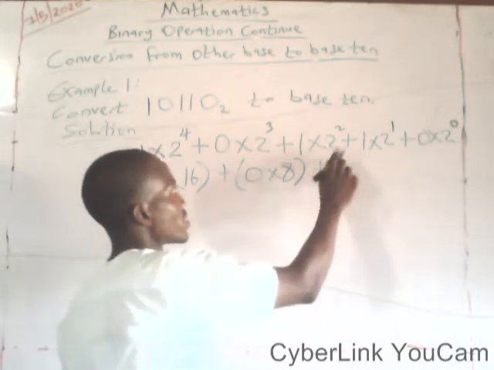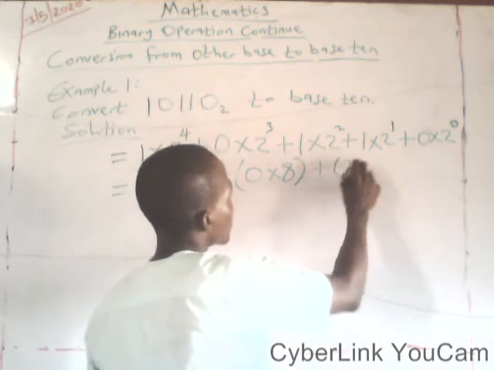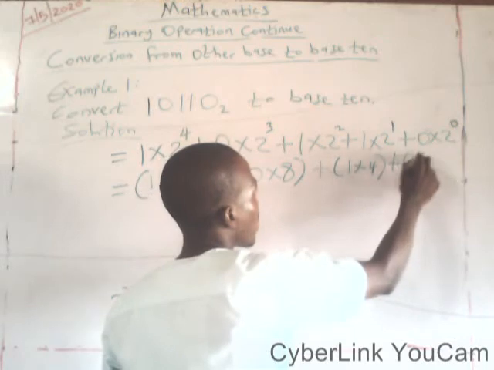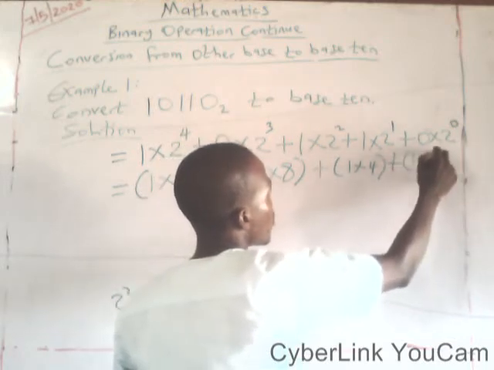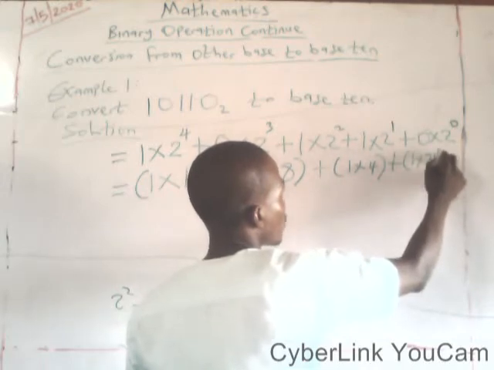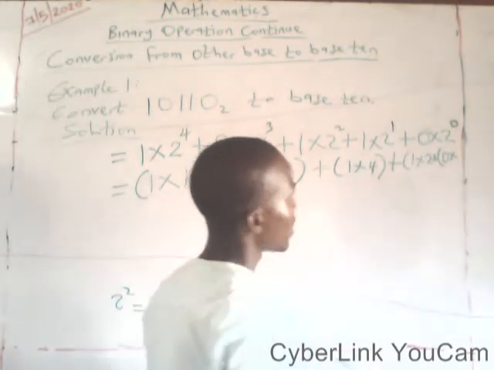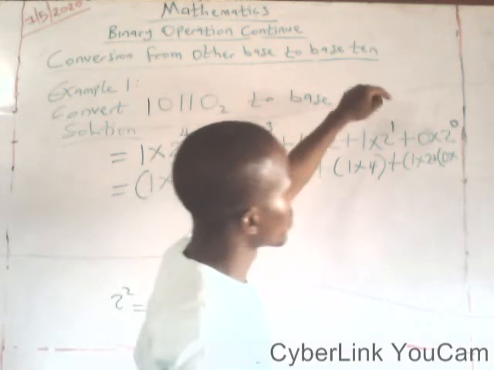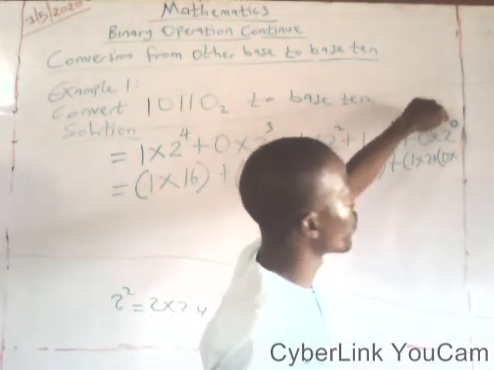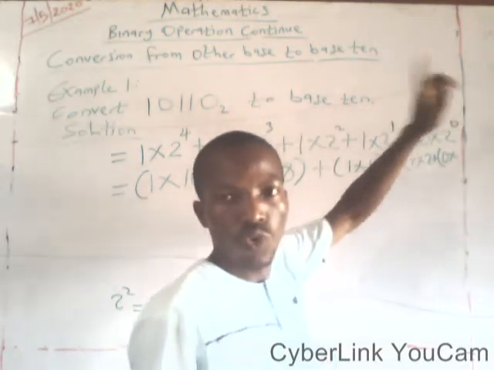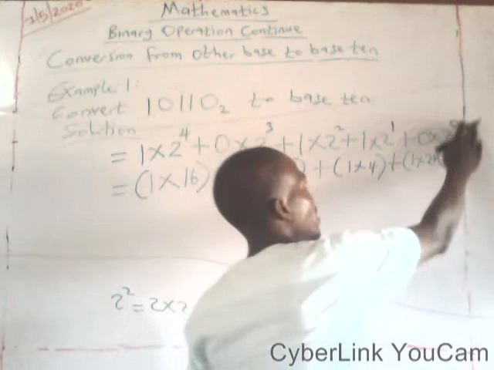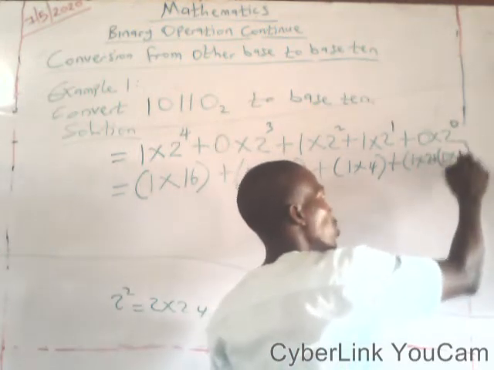and that is 4. This is 1 times 4, plus 1 times 2. Bracket plus, bracket open again, is 0 times, and here is the important notice that I asked you to take note of earlier, that any number raised to power 0 is equal to 1. 2 raised to power 0 here will give us 1. Then close the bracket.